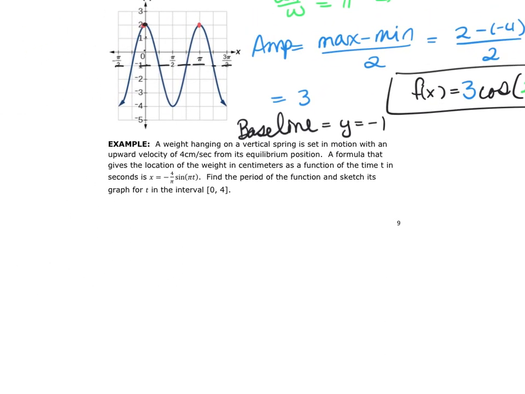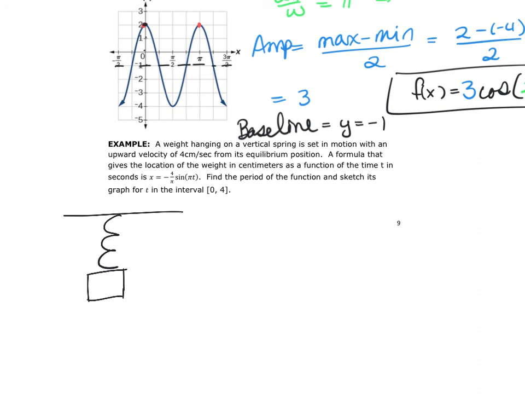Last example here, we are looking at an application. A weight hanging on a vertical spring is set in motion with an upward velocity of 4 centimeters per second from its equilibrium position. So let's just draw what we have. That's my spring, here's my weight, and it's going with an upward velocity of 4 centimeters per second from its equilibrium position.